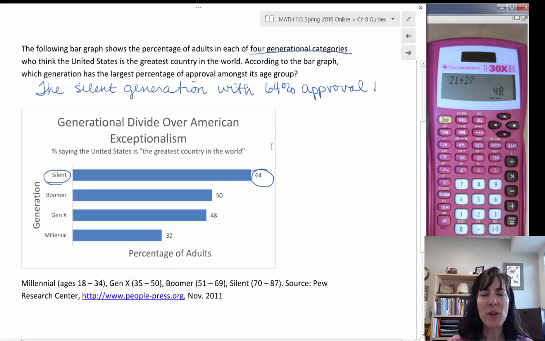So that's not very hard to read, right? You look for the biggest bar, you know who gave the most of whatever the category is. So, and you can see a lot of extra information on the chart itself, and then also down at the bottom, sometimes you'll have more information there. And here it's telling us what those age groups are, who did the research, and where you can find out more about it online.